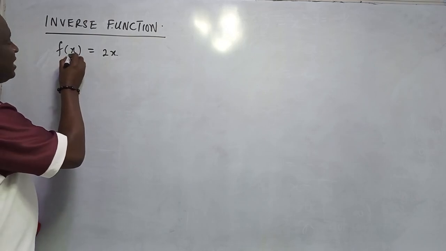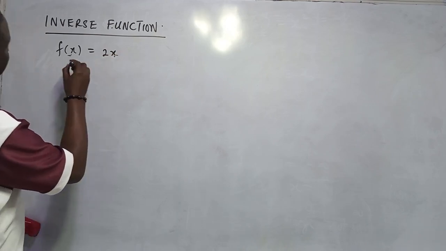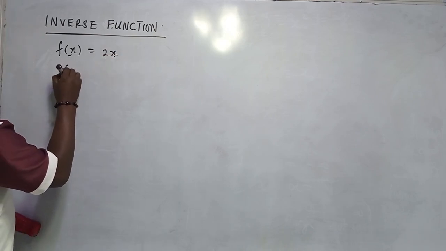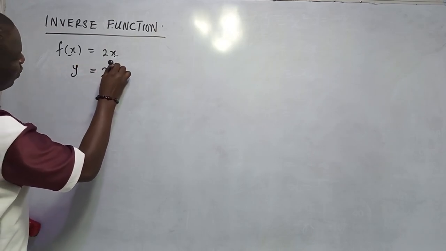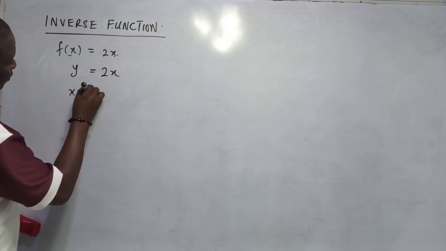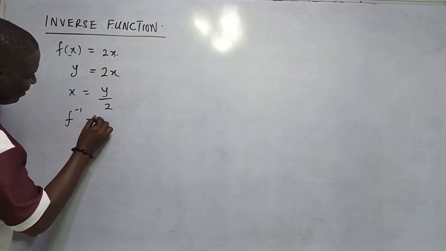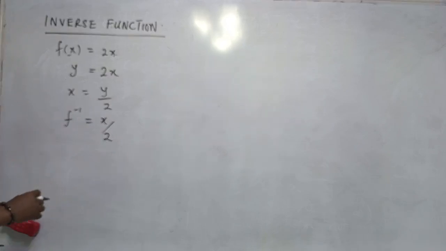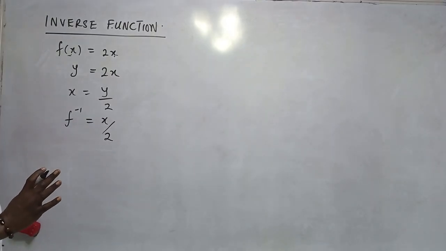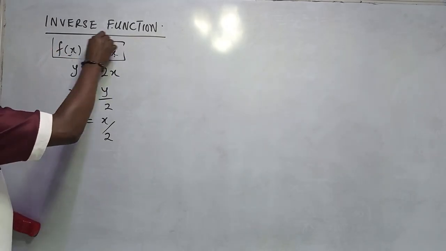That means that the inverse of this function is x, meaning that we want to have f of x, which is equal to y, equal to 2x. Therefore, x will be equal to y over 2. So this one becomes the inverse of this one. You now change this one to x. So you have actually converted it to an inverse of this function.